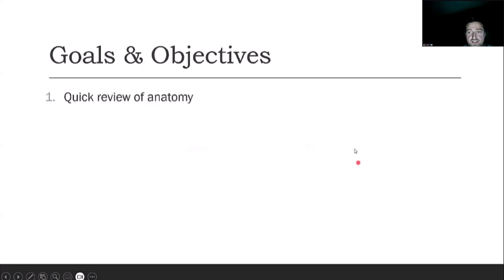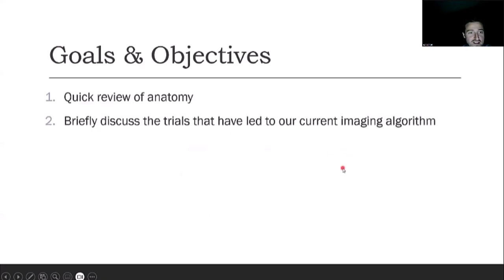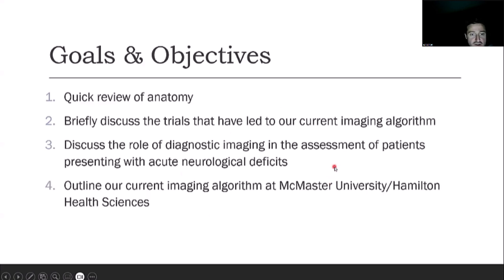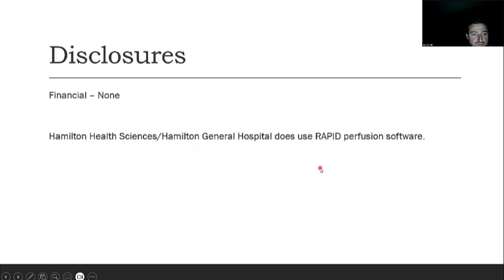Our goals and objectives for today, we're going to do a quick review of anatomy. I think by this time, most of us know the anatomy fairly well, so we won't dwell on that. We're going to briefly discuss some of the trials that have led to our current imaging algorithm. We will discuss the role of diagnostic imaging in the assessment of patients presenting with acute neurologic deficits, and we'll outline our current imaging algorithm at McMaster/Hamilton Health Sciences.